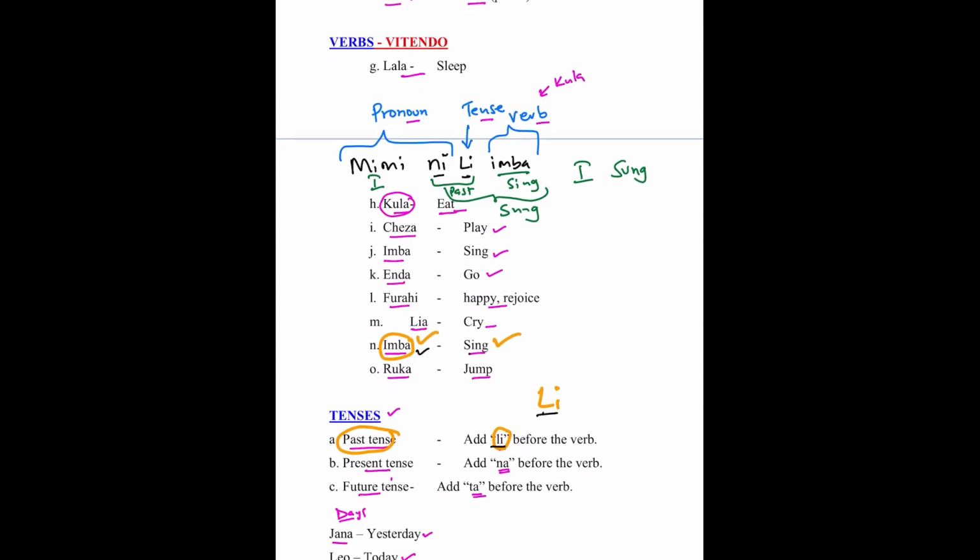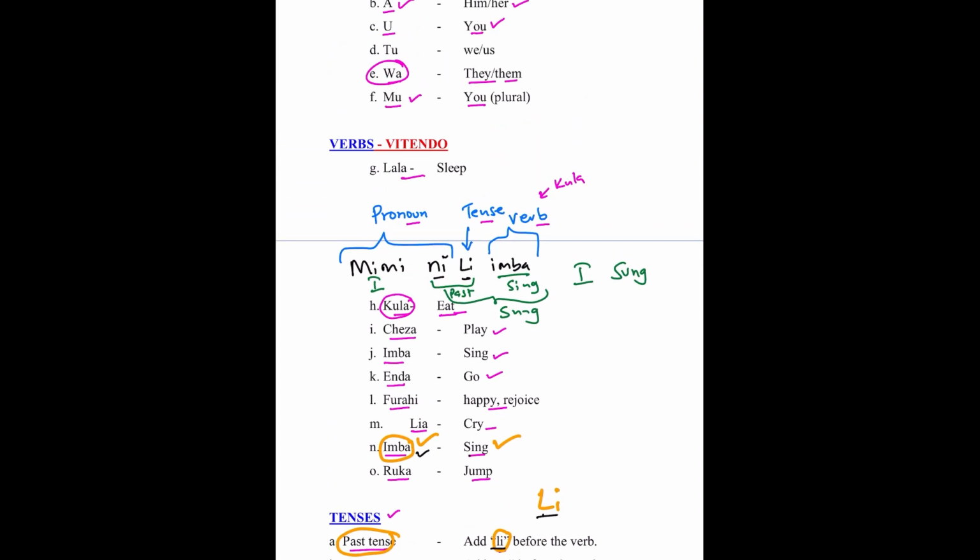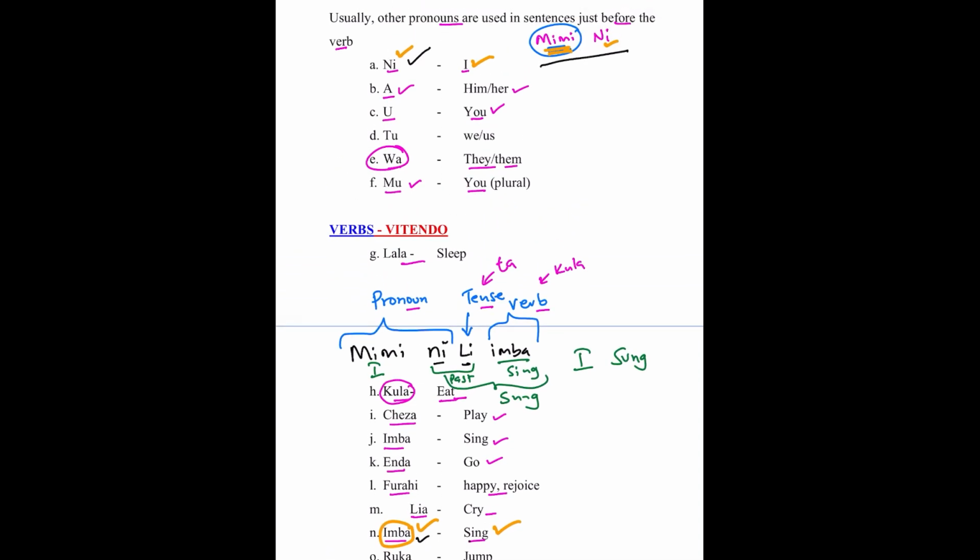So let's choose another example. Let's say we use kula for eat. So we know the verb there is kula. And then for tense, let's say future tense. And future tense, we use ta. So for tense, we use ta. And then for pronoun, let's say we want to say we. So tu.